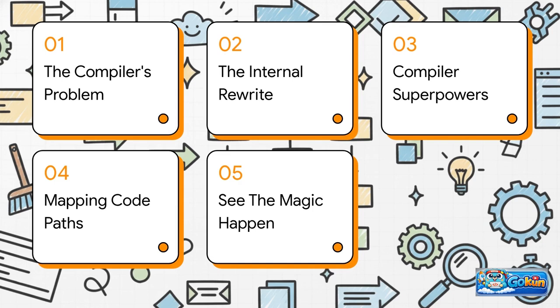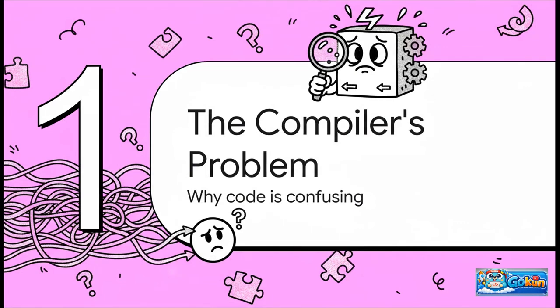So here's our game plan. We're going to start by looking at the core problem compilers have with our code. Then, we'll reveal this simple but brilliant rewrite they do internally just for themselves. We'll see how this unlocks a whole bunch of compiler superpowers, how it deals with tricky code paths, and finally, I'll show you a way you can actually see this magic happening with your very own Go code. Okay, let's dive right in.